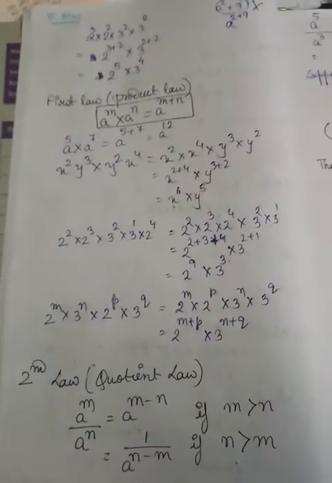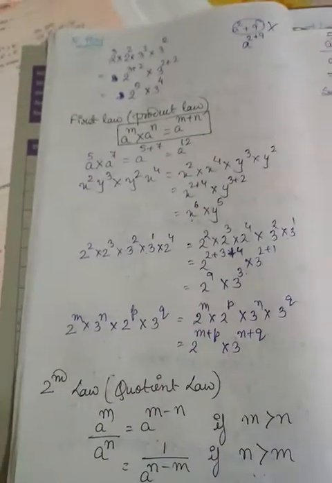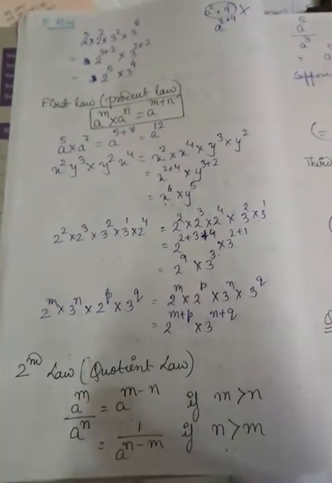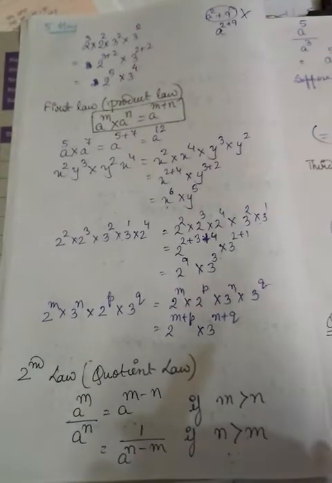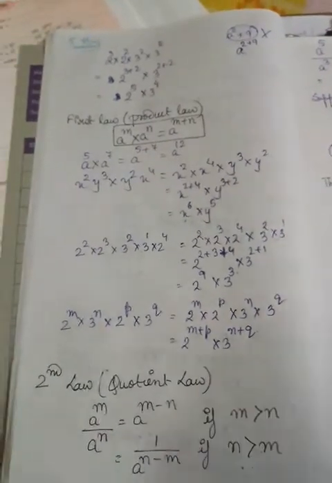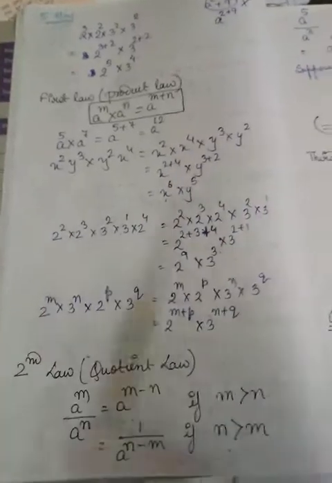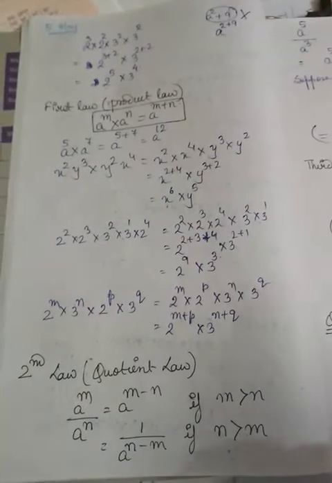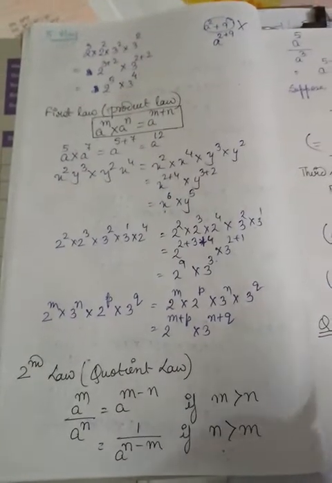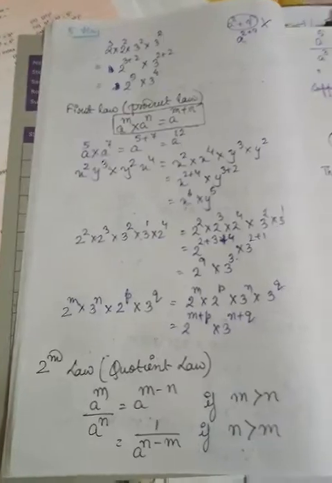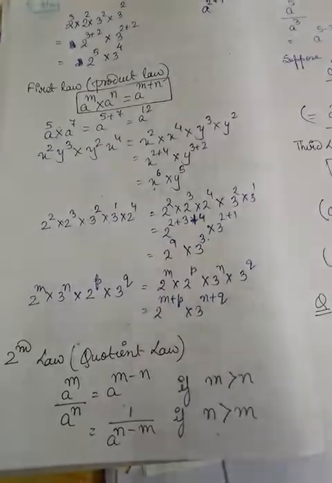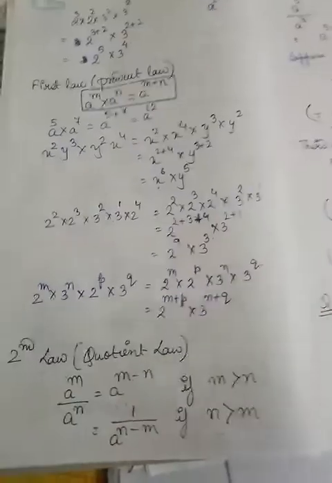Then the second law, which is also called the quotient law, states that whenever numbers are divided by one number, we will have a to the power m minus n if m is greater than n, which means the power of the numerator is greater than the power of the denominator, and 1 by a to the power n minus m, where n is greater than m, if the power of the denominator is greater than the power of the numerator, keeping in mind that both the numerator and the denominator will have the same base.